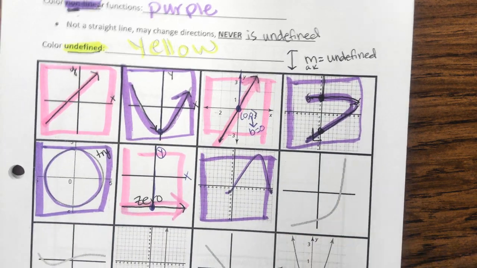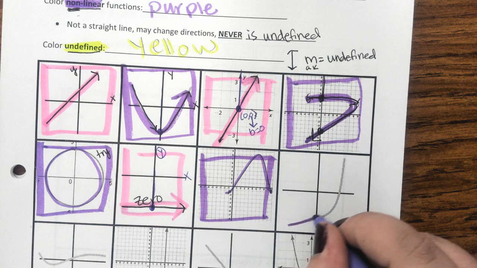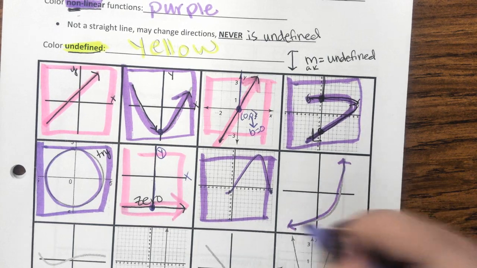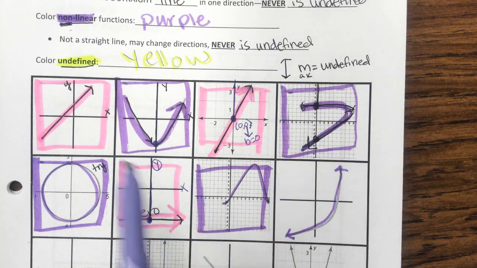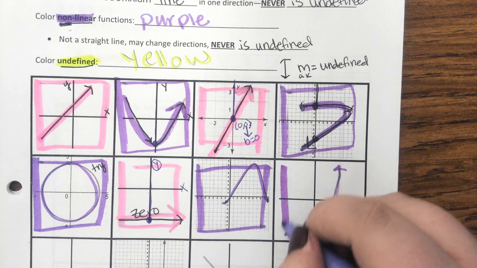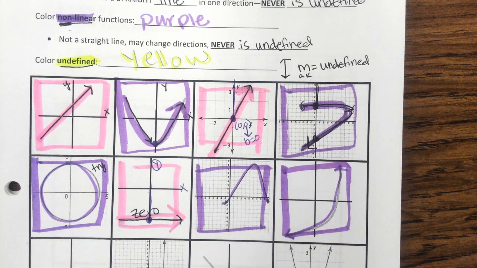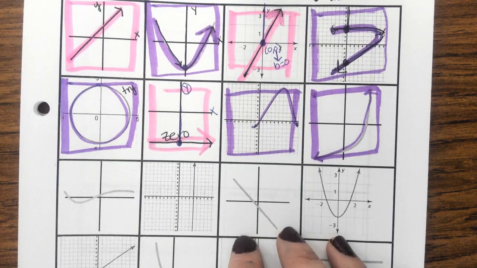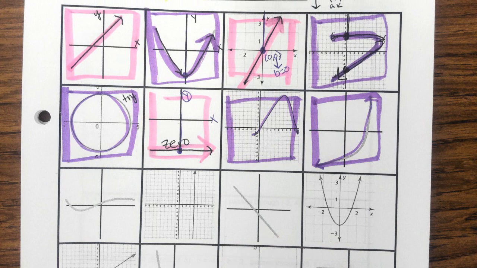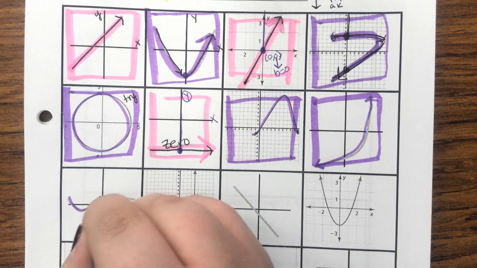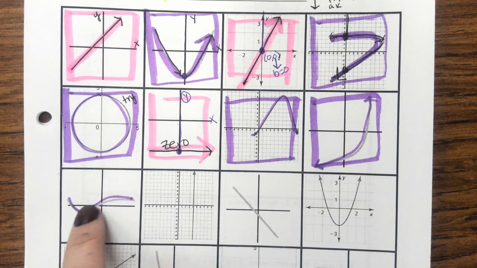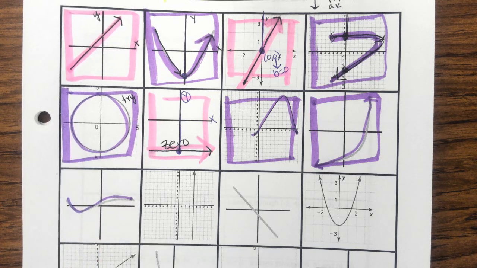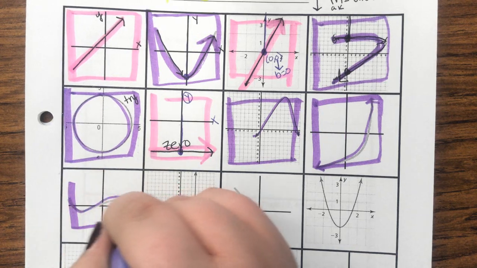Same here on the next graph. It's very curvy, it's not a straight line. However, it's not undefined. So it's never undefined, and it's not a straight line, so I know that this is nonlinear. Looking at the next set of 4, you guys see the curve here. Since it curves, that means this is not a straight line. This is not an undefined line, which means this is nonlinear.